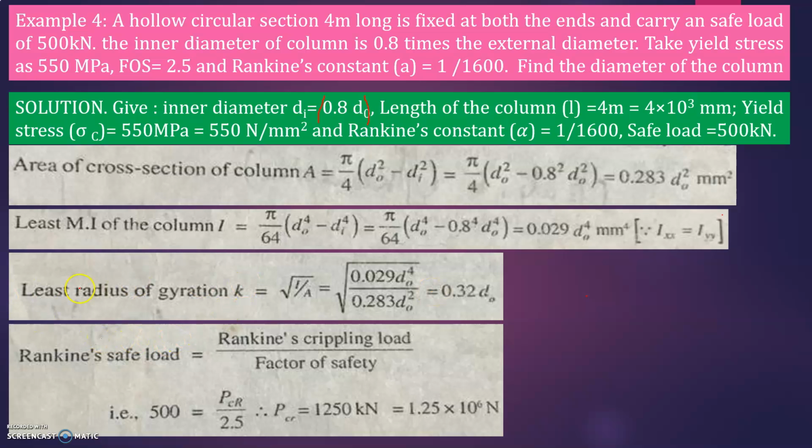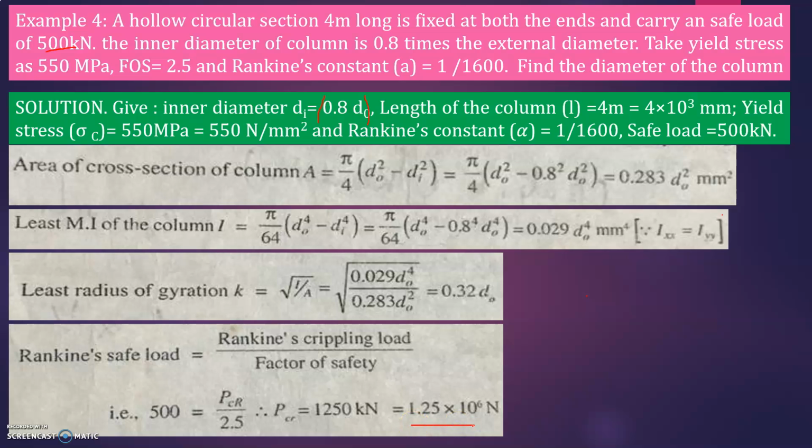Now you know Rankine's safe load is nothing but Rankine's crippling load divided by factor of safety. We have Rankine's safe load given here, that is 550 kilonewton. Substitute: 550 is equal to Rankine's crippling load, which we don't know, so let it be PCR, divided by factor of safety, which is given as 2.5. Substitute 2.5 and simplify this. PCR is equal to 550 into 2.5. Cross multiply, so you get 1250 kilonewton or 1.25 into 10 raised to 6 Newton. This is the first step.